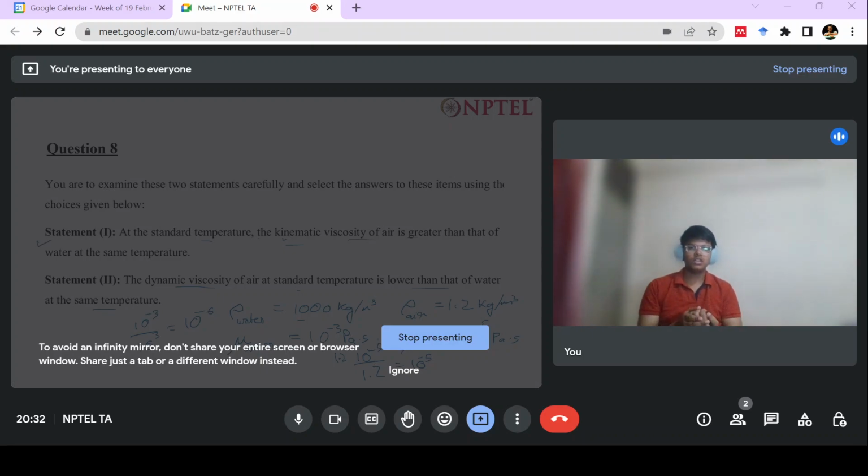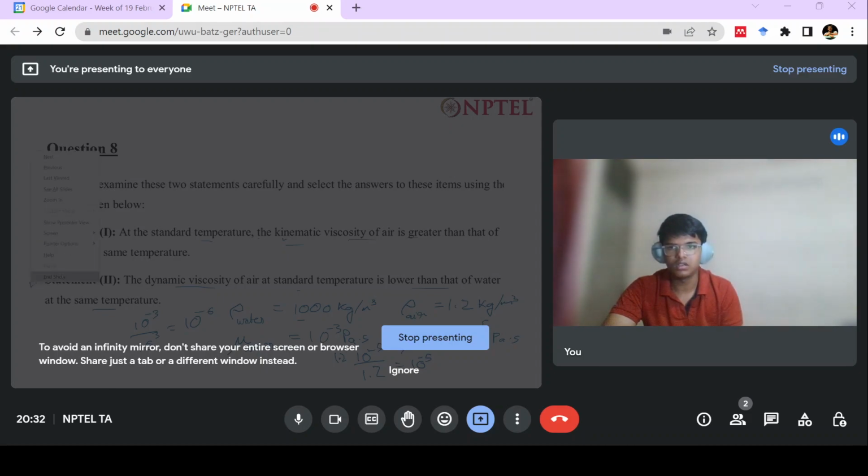So basically, what does it mean? Even though the resistance of water is greater and the density of water is greater, if I divide by the inertia, the tendency of changing the acceleration due to the same force is greater in air. So it can change its acceleration much more quickly. And what about this? Dynamic viscosity of air is lower than that of water. So this is definitely true.